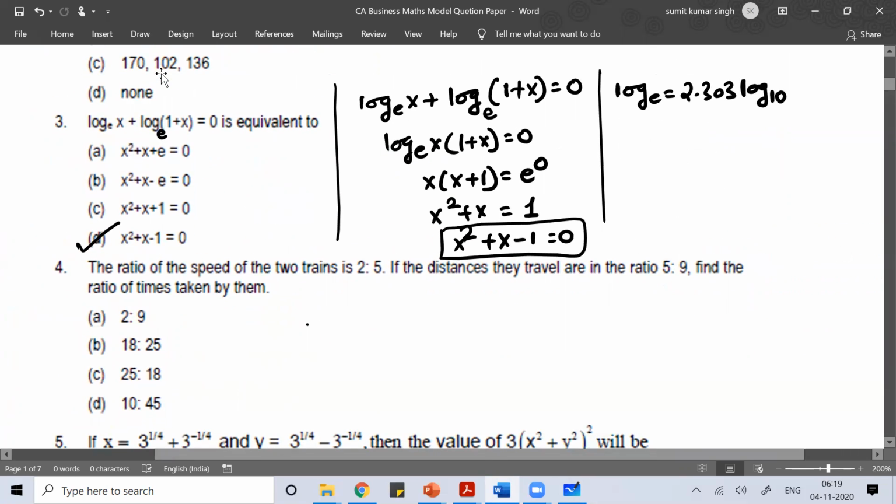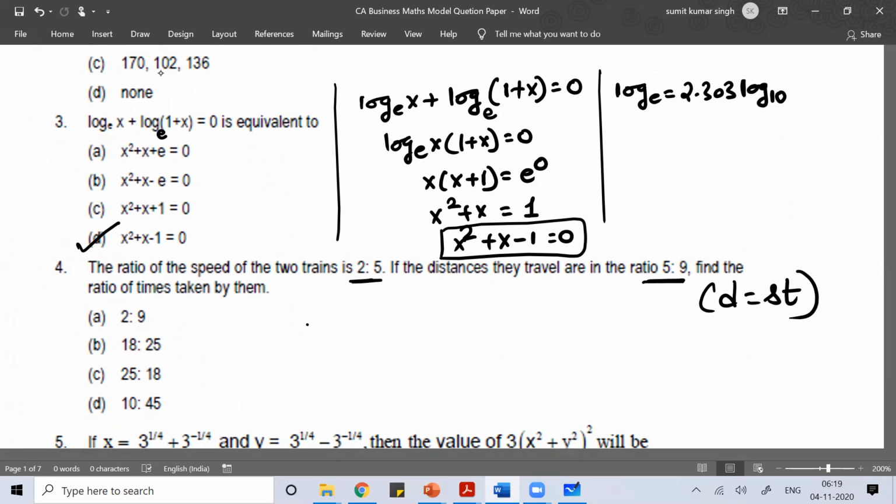Now question number 4. You know the formula in time, speed, and distance: distance is equal to speed into time. They have given the ratio of the distance and the ratio of the speed, and they are asking you the ratio of time. Time is nothing but distance by speed. So again, this is a problem of ratio only.